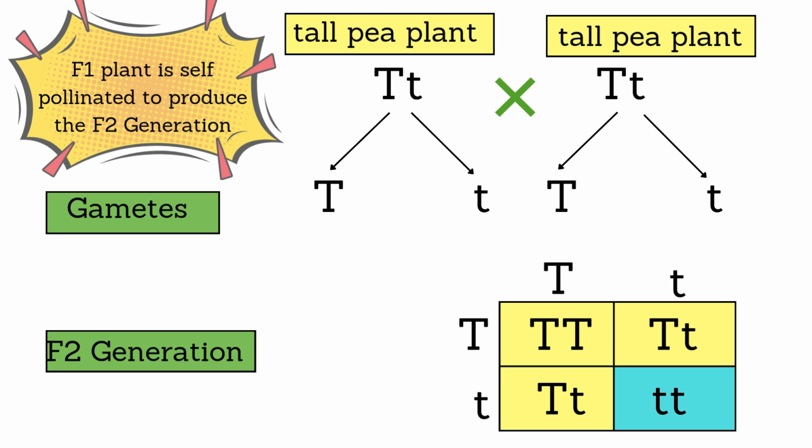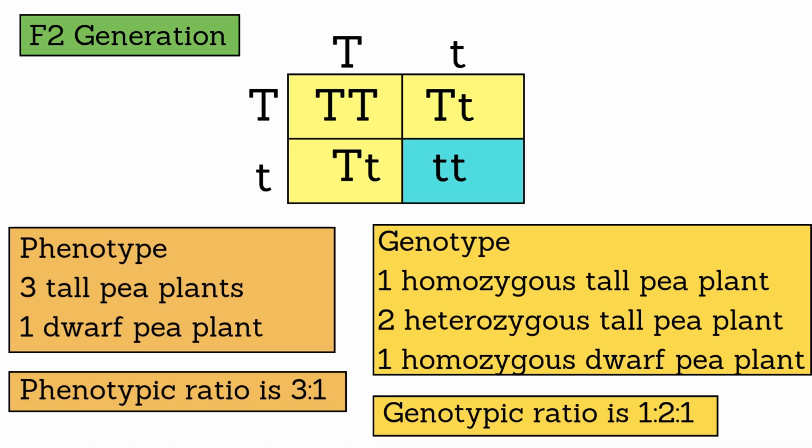Now, let's self-pollinate the F1 generation to produce the F2 generation. Each F1 plant has genotype Tt, so the gametes are T and t. Using a Punnett square, we get the following combinations: TT, Tt, Tt, and tt. From this, we get the phenotypic ratio, 3 tall, 1 dwarf.